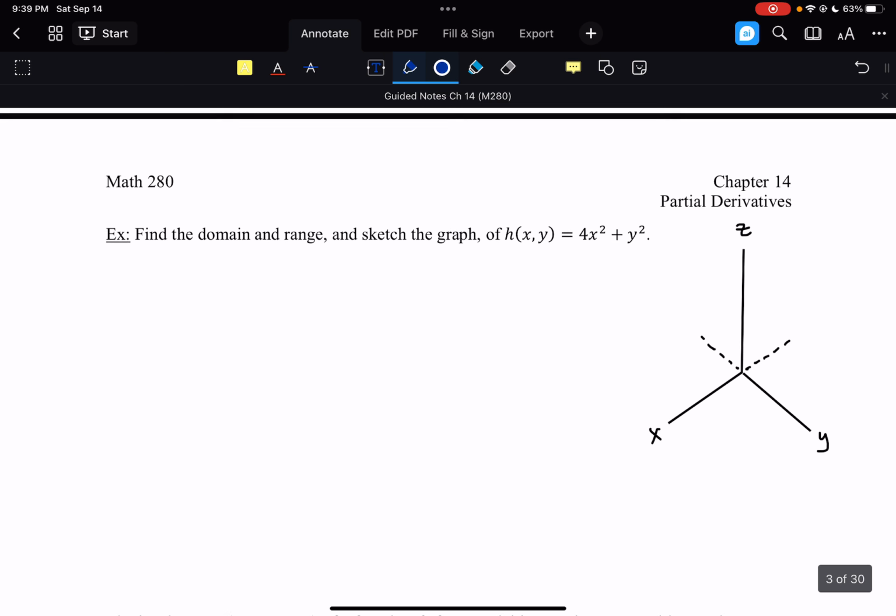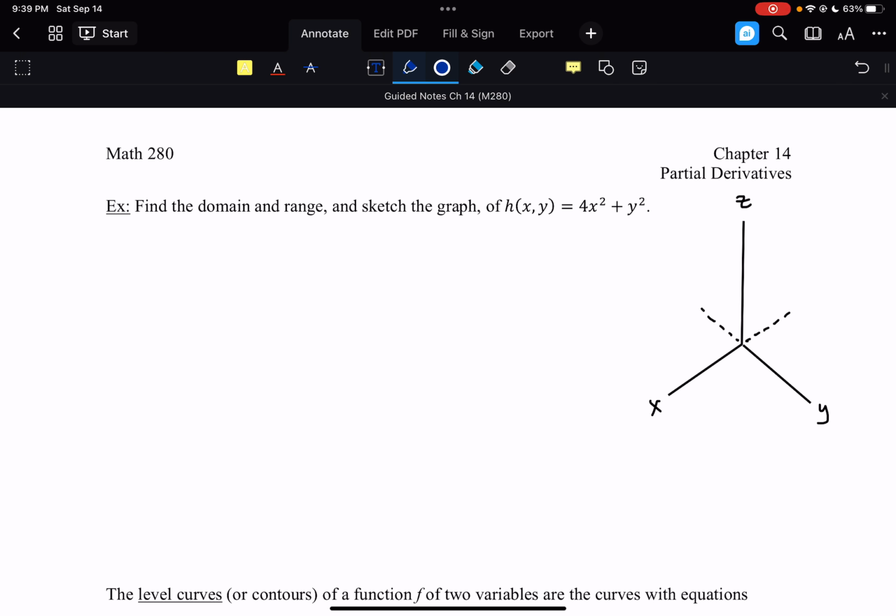Let's take a look at another function here. For this function, find the domain and range and sketch the graph. We have 4x squared plus y squared. So in terms of the domain, we look for any possible restrictions on the domain. There are none. Anything is valid for x and y, right? All real numbers will produce a real number solution. So we can say the domain is all of R2. Okay? And that's an important distinction.